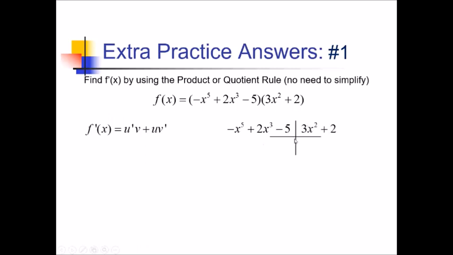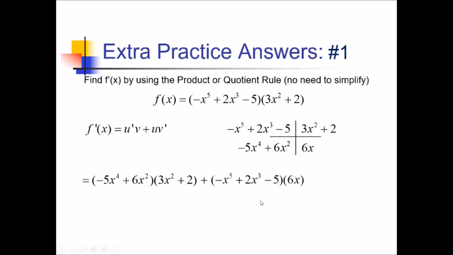And now I'll put their derivatives down below. So that's negative 5x to the fourth plus 6x squared. And for this one, we've got 6x. Using the ribbon to put it all together now, we've got this stuff in the lower left times 3x squared plus 2, parentheses for both of those, plus all this stuff in the upper left times 6x. And they said no need to simplify, so we'll just leave it like that.